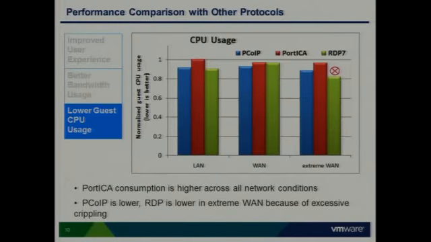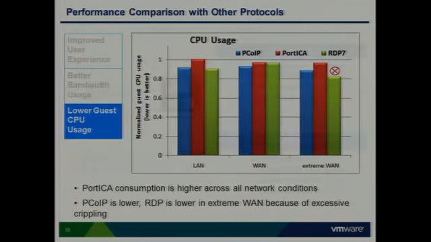Now let's look at the CPU usage. So here, Port ICA or HDX consumes the highest CPU usage. On the LAN condition, it is set to 1.0, and then everything is scaled with respect to that. Again, here we see that PCoIP, even though we have added a lot of new features and all the optimization, is showing less CPU usage compared to HDX. And we are also showing better performance in almost all network conditions. And again, as I pointed out earlier, RDP7 is less usable in the extreme WAN condition, so it's kind of difficult to compare against.